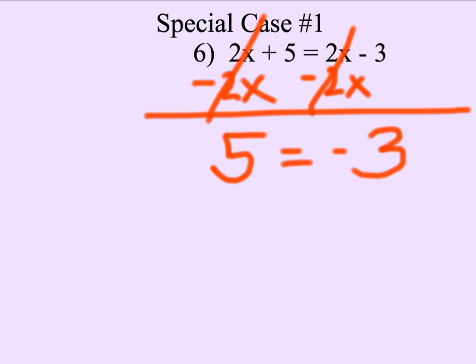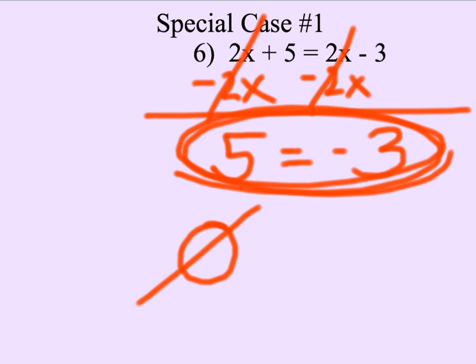And you should all know that 5 never equals negative 3. There's no case in math where 5 is ever equal to negative 3. And when you get an answer like this, something that's not true or something that never happens, what we say is empty set or null set because there is no solution for x. There's no number that I could plug in that would work. And I know that because whenever I get one of these untrue statements, it means that there's no possible solution to x. So that's special case number 1.